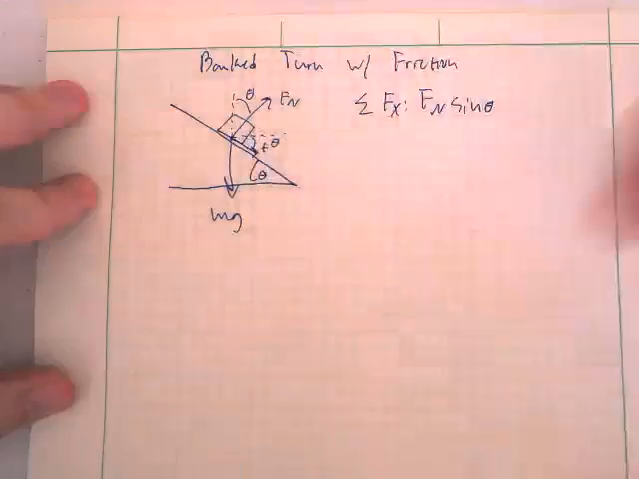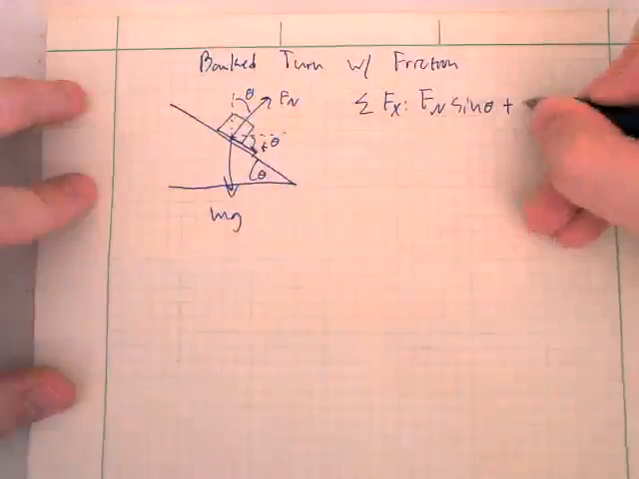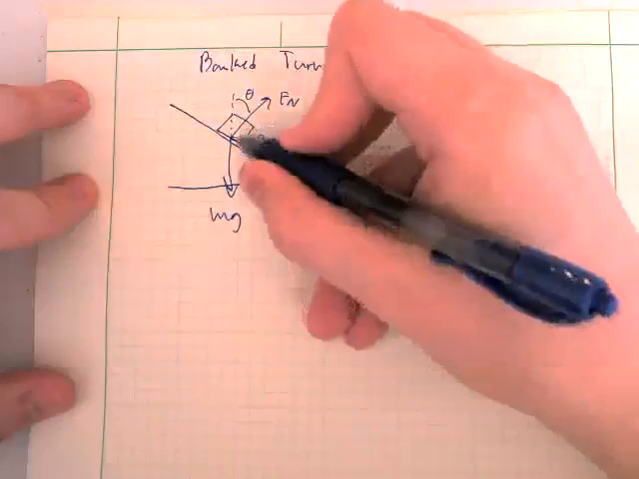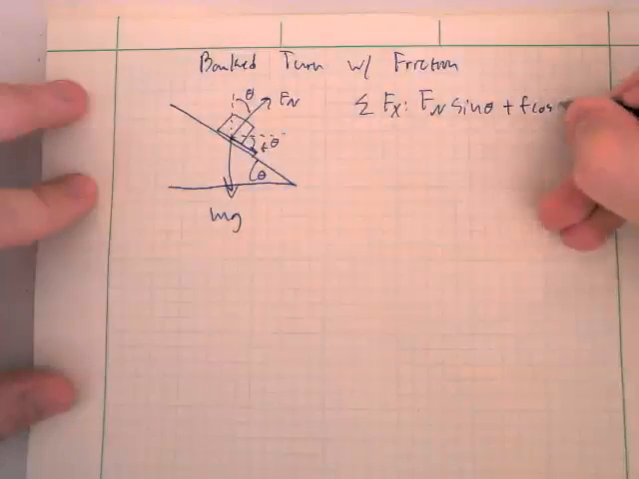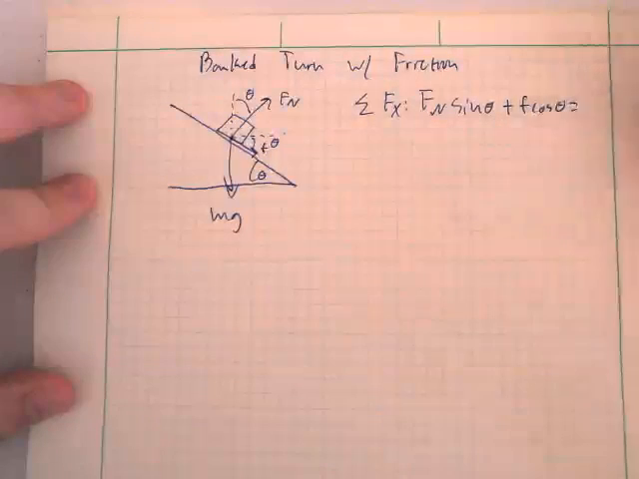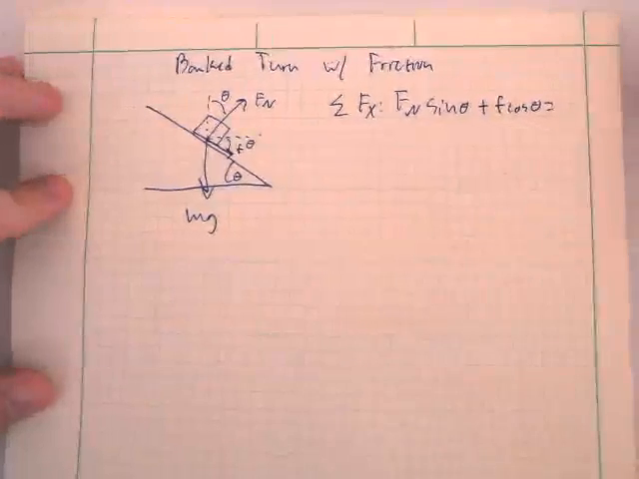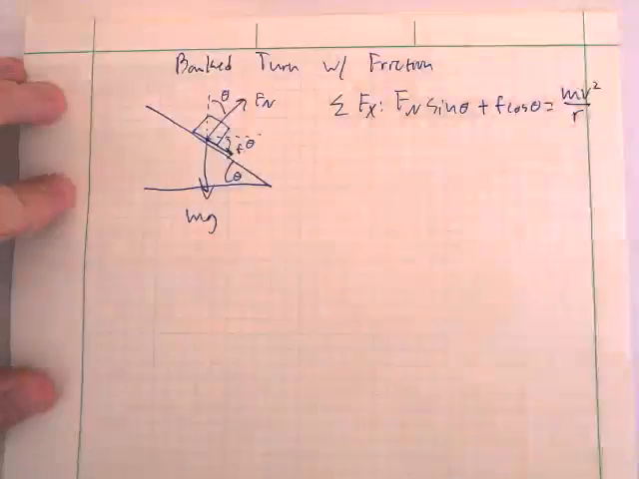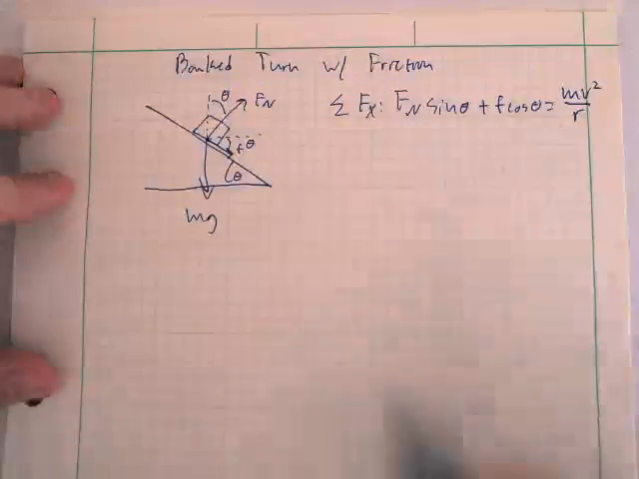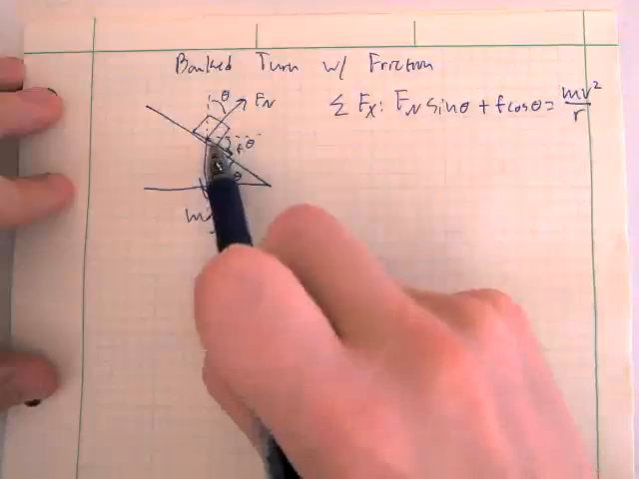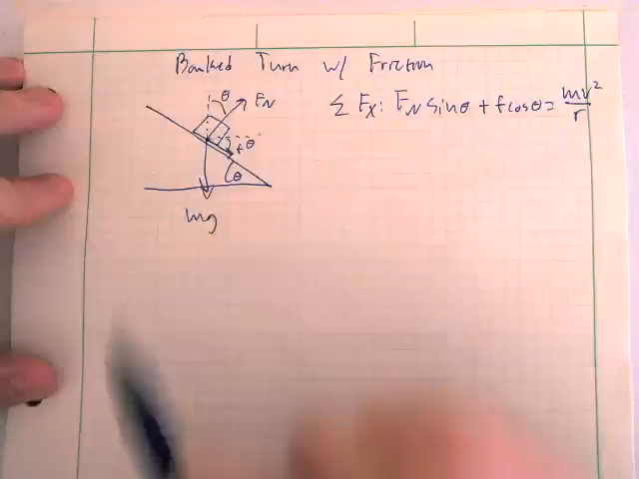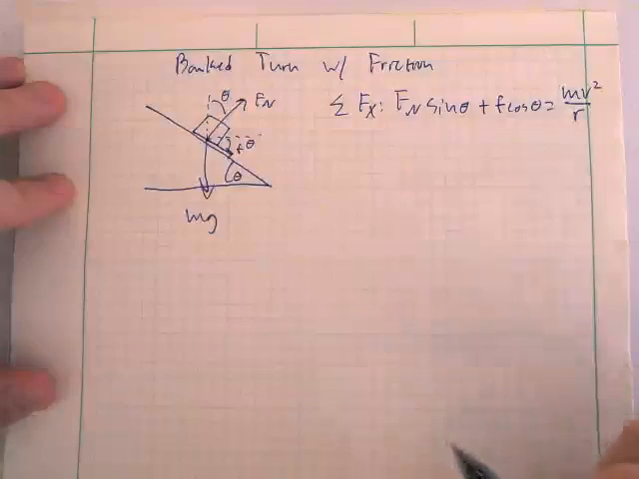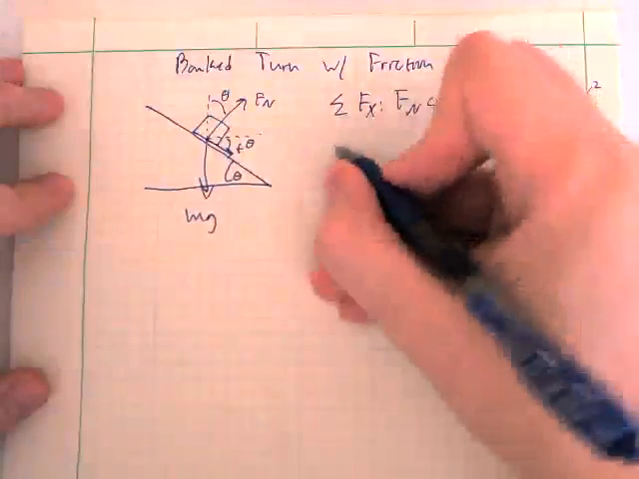Now also in the x direction, we have plus F times cosine of theta, and this must be equal to mv squared over r, right? So again, I'm still not tilting my coordinate system. I'm still saying, okay, I'm accelerating this way, so I'm going to set up my standard coordinate system. So we have F n sine theta plus F cosine theta equals mv squared over r.